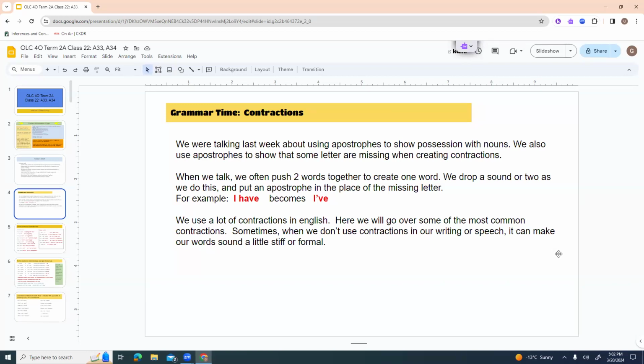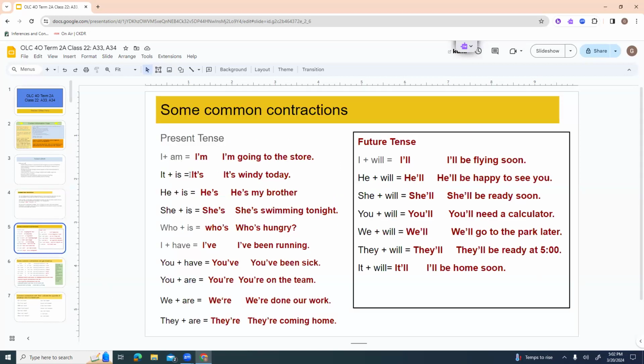We use a lot of contractions in English, and here we're going to go over some of the most common contractions. This is not all of them because there's a lot. Sometimes when we don't use contractions in our writing or speech, it can make our words sound a little stiff or formal, which sometimes is what we want, like in business writing. Other times you may want your writing to sound more casual and informal, in which case you'd want to have more contractions. So you use them as needed, basically.